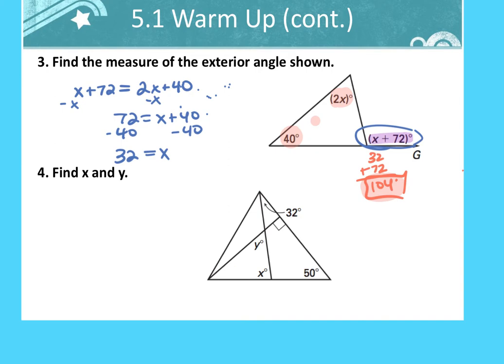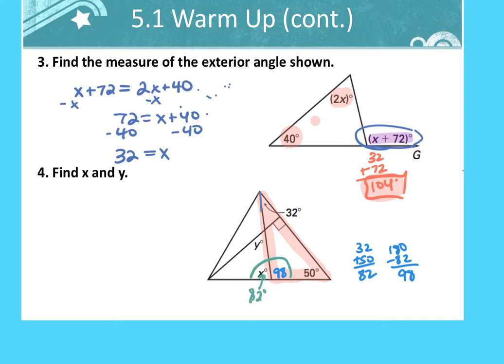Number 4 says to find the measures of x and y. So there's a couple different ways to look at this. If you were to use the triangle here on the right, that top angle is 32, bottom right is 50. Add those together, I get 82, subtract it from 180, and I get 98, which is going to be this angle in here. And then 98 and 100, and the x on the outside are linear pairs, so I would subtract that from 180 and I get 82.